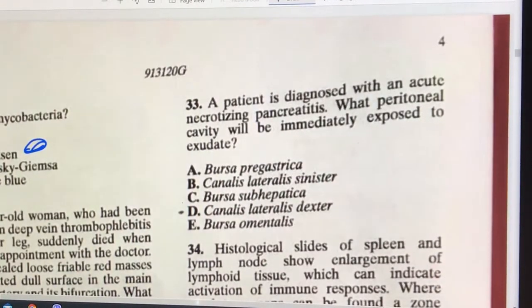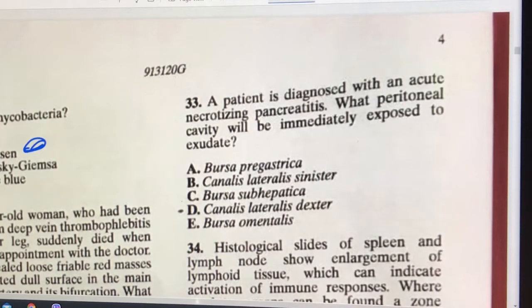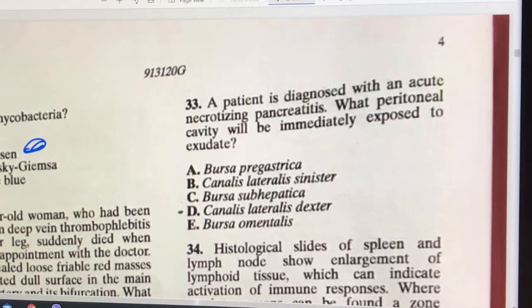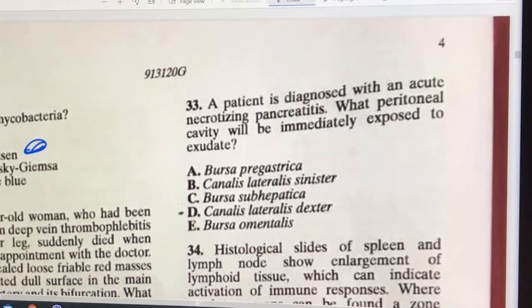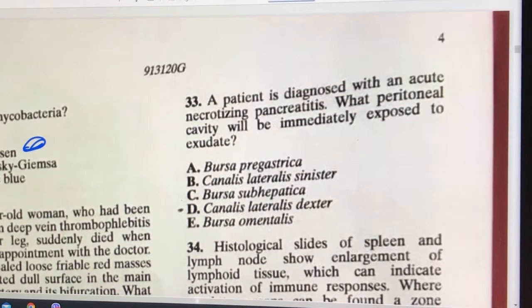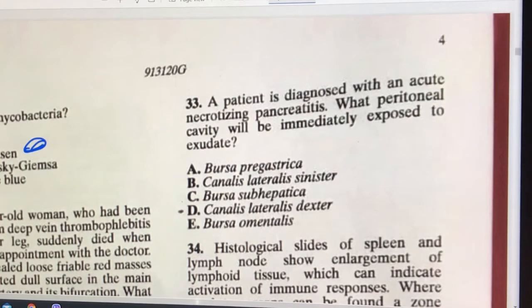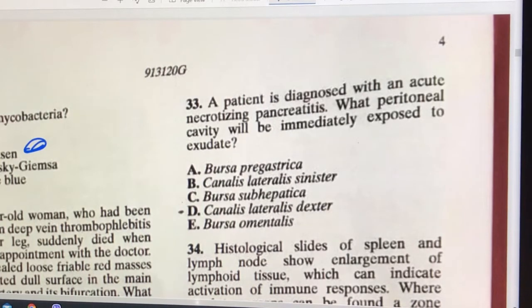Question number 33. A patient is diagnosed with acute necrotizing pancreatitis. What peritoneal cavity will be immediately exposed to exudate? They are asking you about acute necrotizing pancreatitis, so you should know that the pancreas is present in which bursa. Anatomy is important, guys, but if you know these basic things of anatomy, like the positions, and also that syntopy is important in anatomy, you can easily solve the questions.